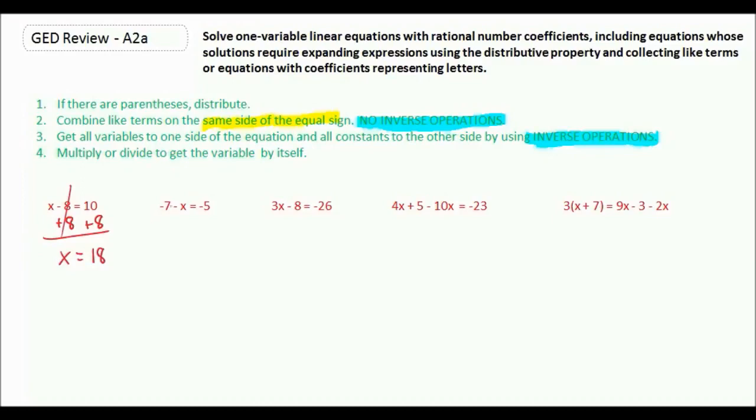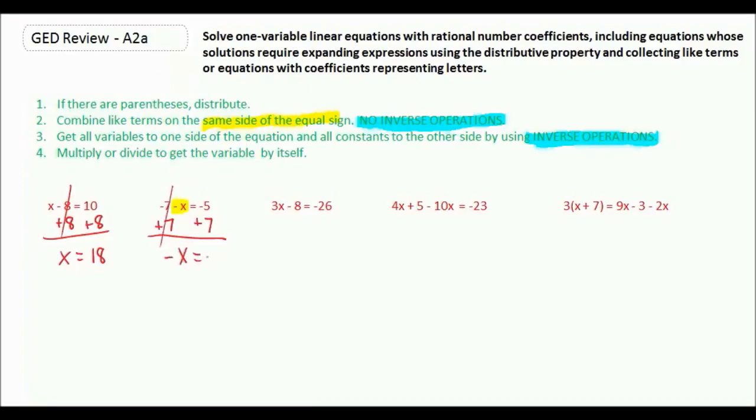Over here, negative 7 minus x equals negative 5. We need to get rid of the negative 7. To get rid of negative 7, we must add 7. And the reason we're doing the inverse is because negative 7 plus 7 equals 0. And if you have 0 with your x, then it's just going to be your x. In this case, though, we actually have negative x.